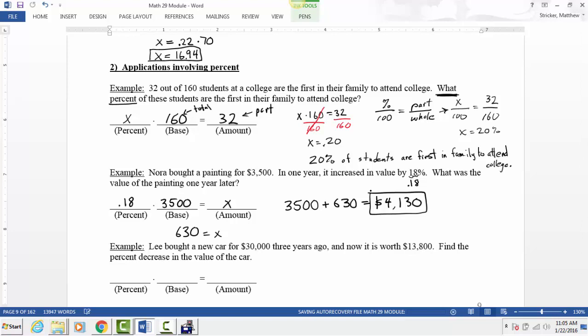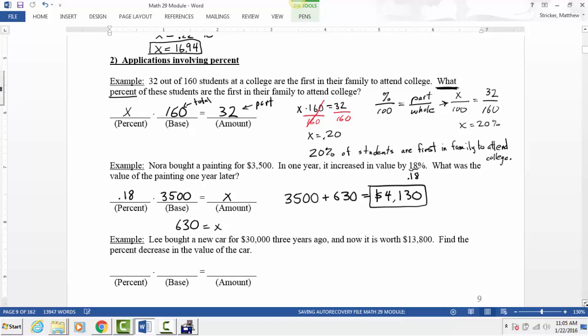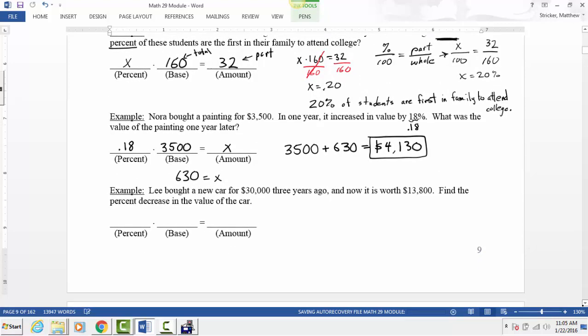Now, we have one more example here. It says, Lee bought a new car for $30,000 3 years ago. Now it is worth $13,800. Find the percent of decrease in the value of the car. So we're trying to find the percent, and not just the percent, but the percent of decrease. So we know in our percent equation, this is what we don't know. We don't know the x. But we know our base amount. Our base amount is the value of the car, the original value, which is 30,000.